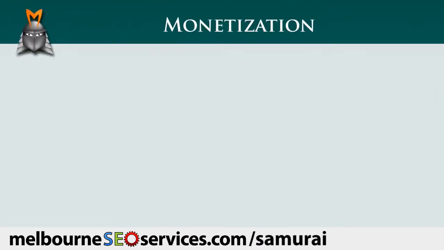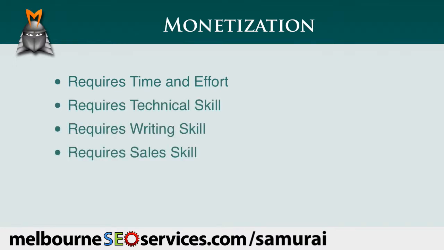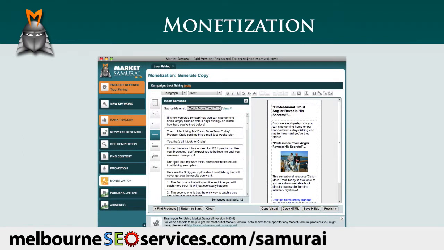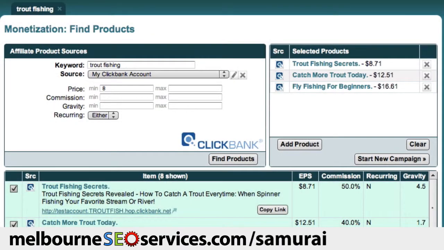And if you do it this way, not only does it take longer and more effort, you rely on your technical, your writing and your sales skills in order to get your ad profitable. What I'm going to show you today is a way to create an ad almost instantly using the copywriting tools inside Market Samurai's monetization module. In fact, once you're set up and you know how to use these tools effectively, the whole process takes just a few minutes. Let's take a quick tour of the copywriting tool inside the monetization module before we begin.